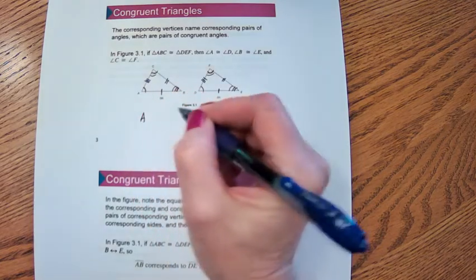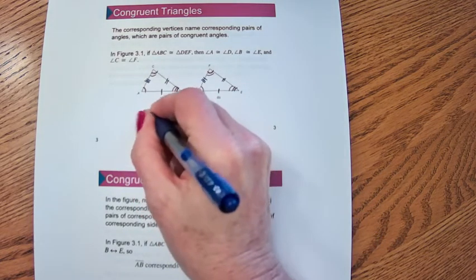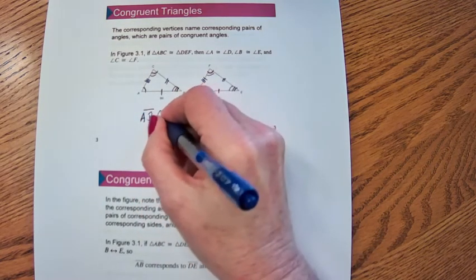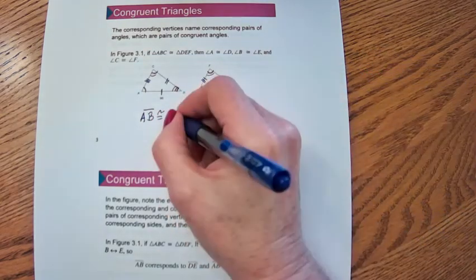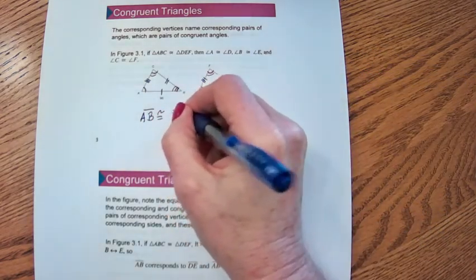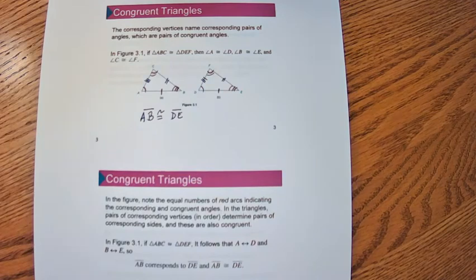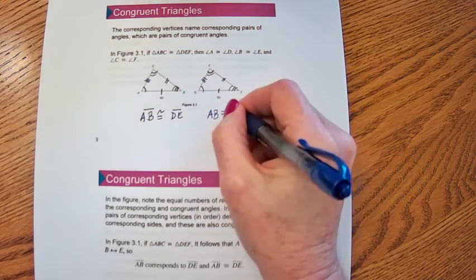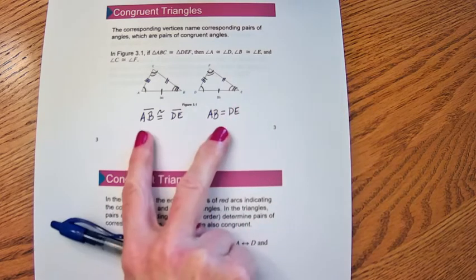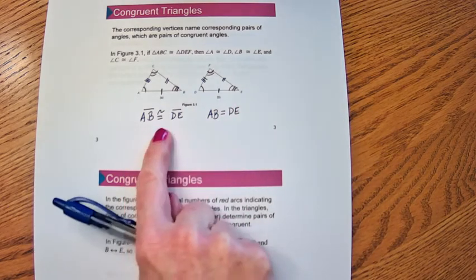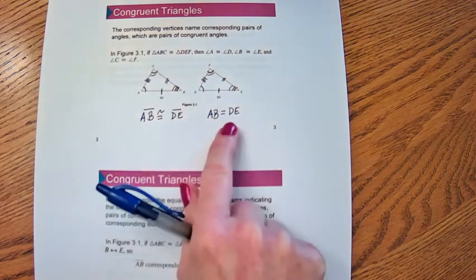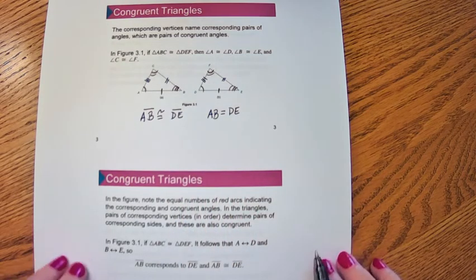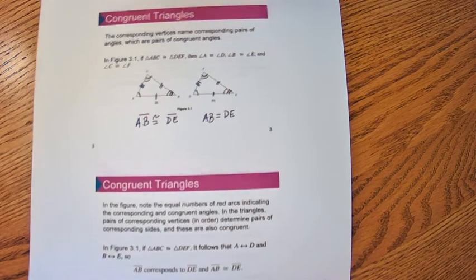So here we know that segment AB is congruent with segment DE. Or we would say the length of AB equals the length of DE. Hopefully you remember the difference. Segments are congruent, measures are equal. So corresponding parts are equal.